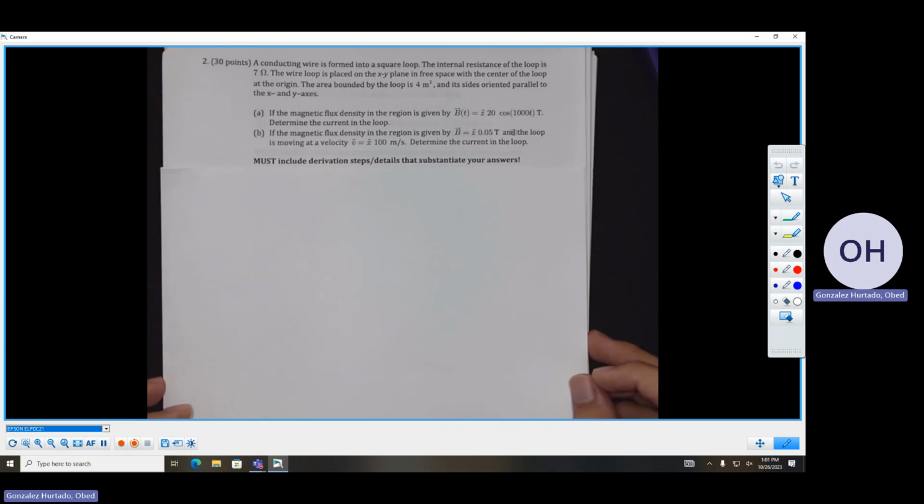So we're given a wire that is in a square with internal resistance of 7 ohms on the XY plane. Free space. The area is 4 meters squared. With the center being at the origin.